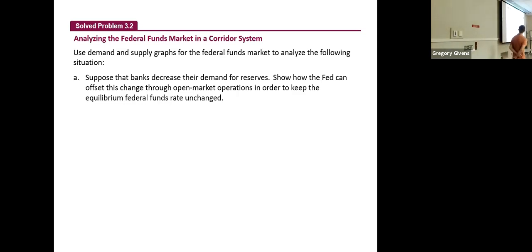Okay. Any takers? Who wants to help me out on this one? How can the Fed offset this change in order to keep the funds rate stable? So imagine a situation where banks wake up one morning and for whatever reason, they demand fewer bank reserves. Or all of a sudden people are deciding to withdraw money from their checking accounts less frequently. And so bank reserves are not in as high a demand, right? What's that going to do to this particular federal funds market?